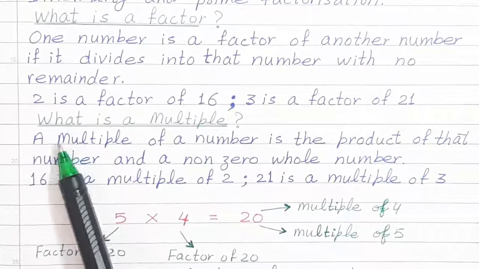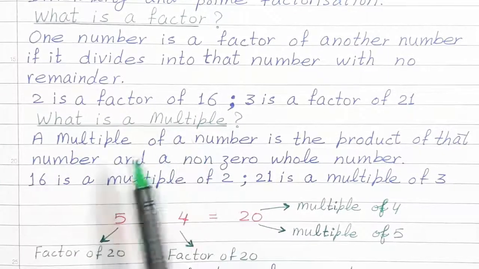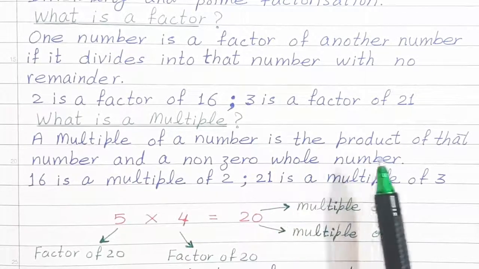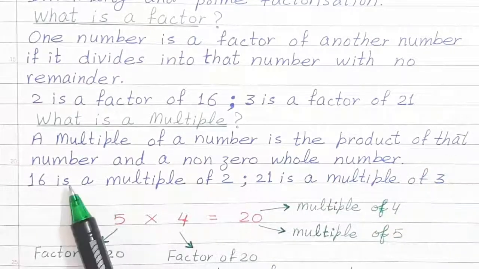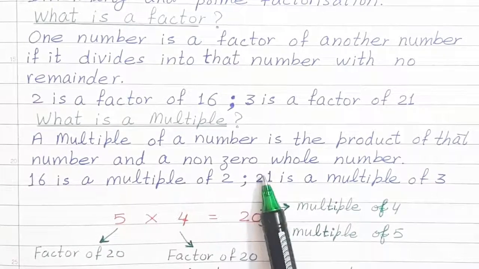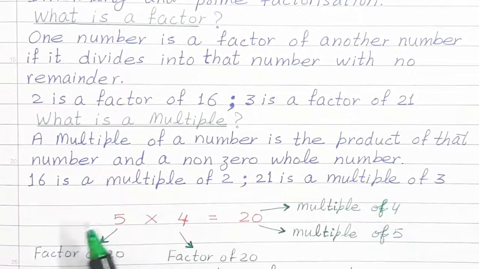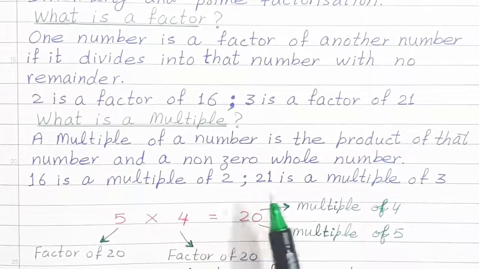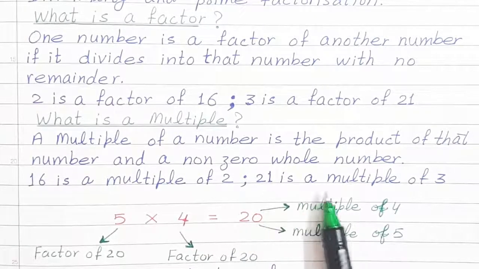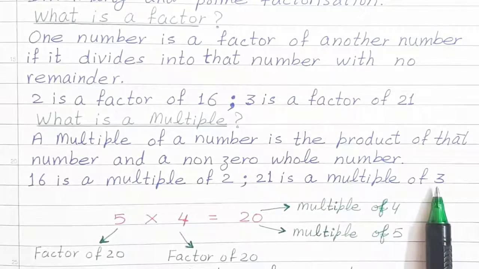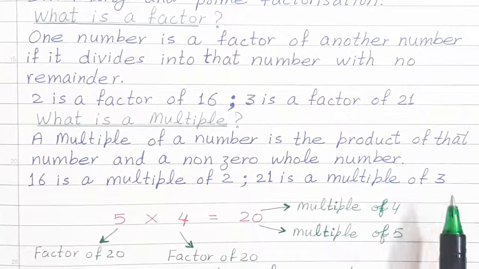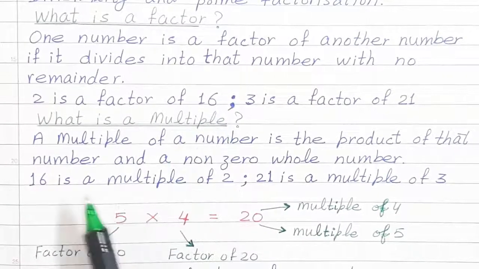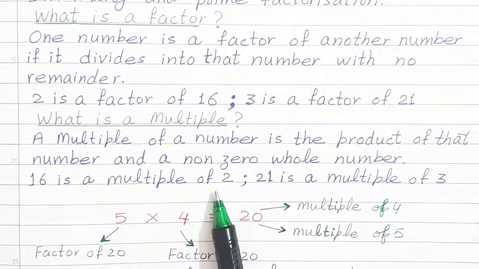Now children, what is a multiple? A multiple of a number is the product of that number and a non-zero whole number. For example, 16 is a multiple of 2 and 21 is a multiple of 3. I hope it is clear to you. See, 2 is a factor of 16, but 16 is a multiple of 2.